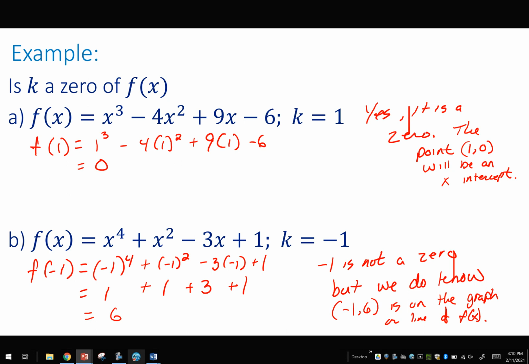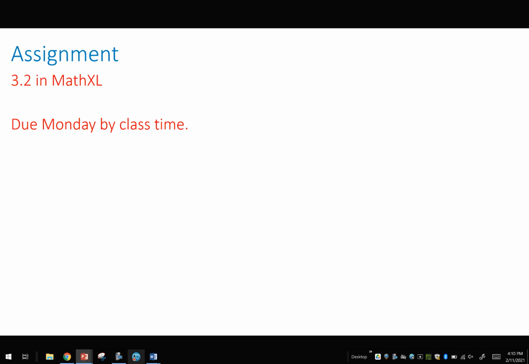Okay, so that was a quick recap of remainder theorem, synthetic division, and determining if there's an actual k value that is a zero of the function. So start working in Math Excel 3.2, due Monday by the start of class, and then Monday we'll recap and I'll take any questions that you have.